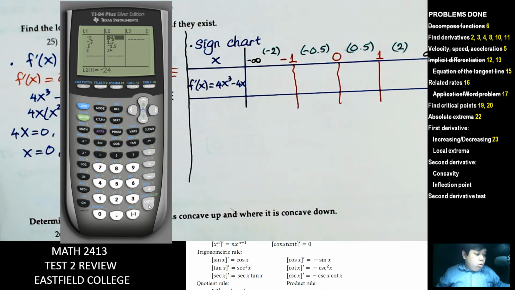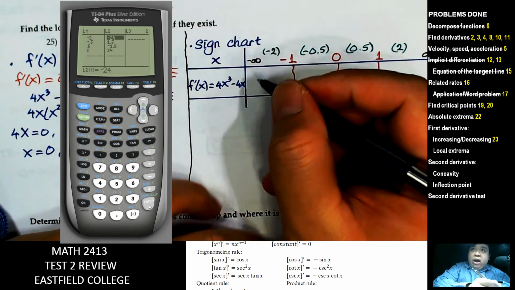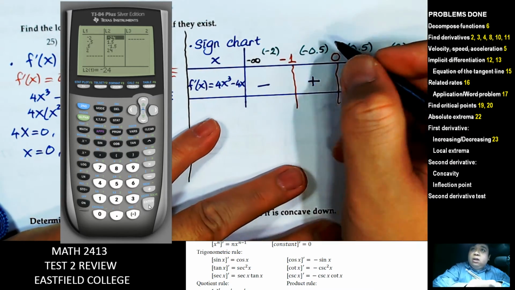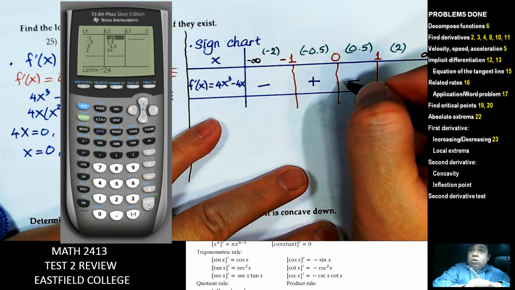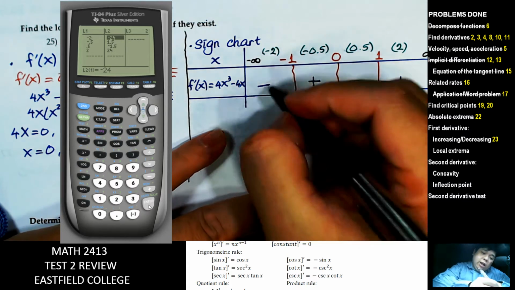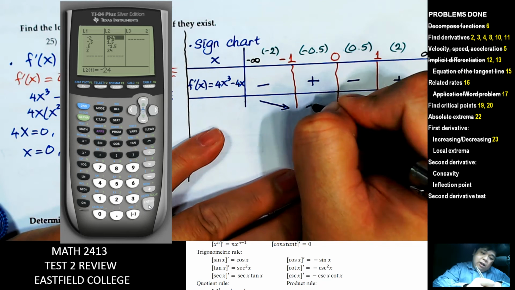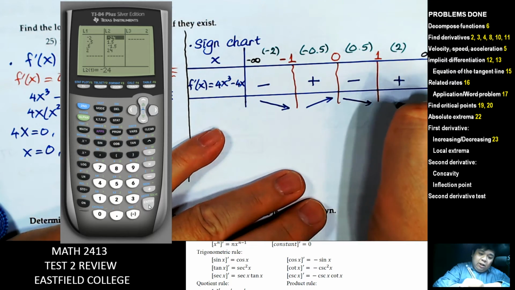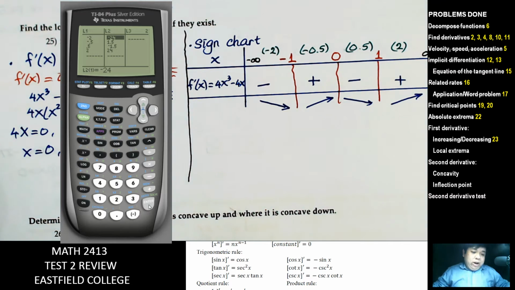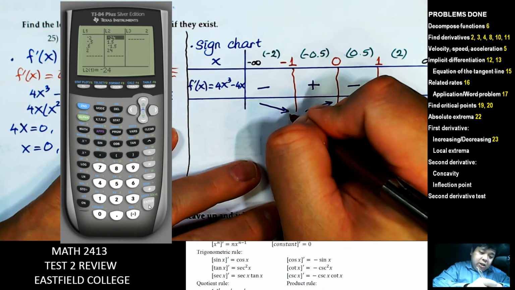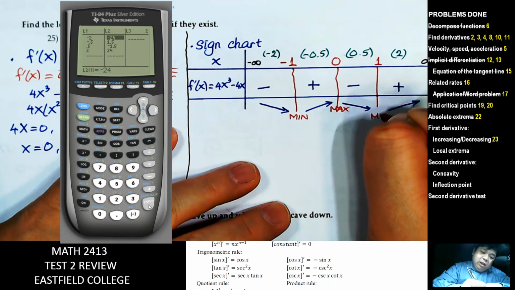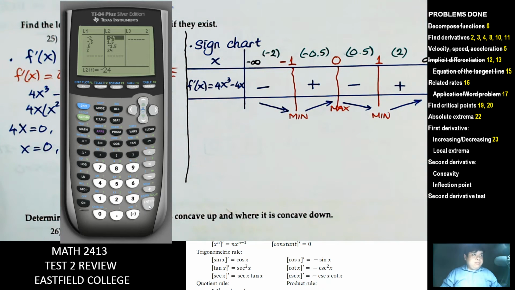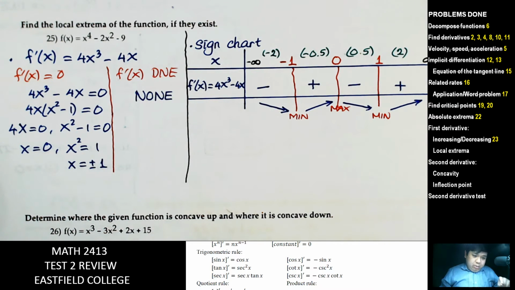We just need to know if each is positive or negative. So we have negative, positive, negative, and positive. Negative is decreasing, positive is increasing, so decreasing, increasing, decreasing, and increasing. So when it goes like this, we know there is a minimum here, a max here, and a minimum here, because it goes like that. We keep the calculator; we're going to use it a bit later.